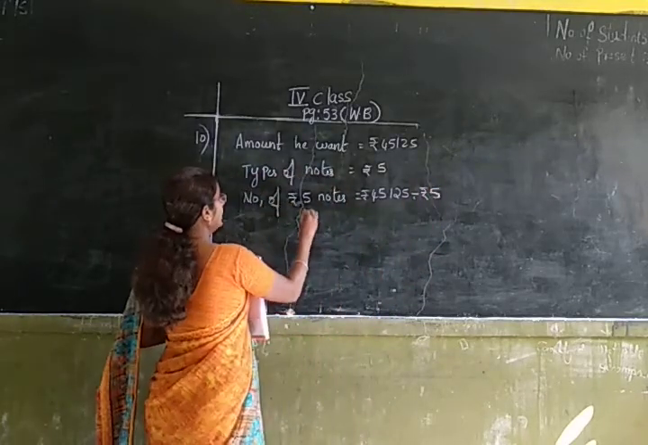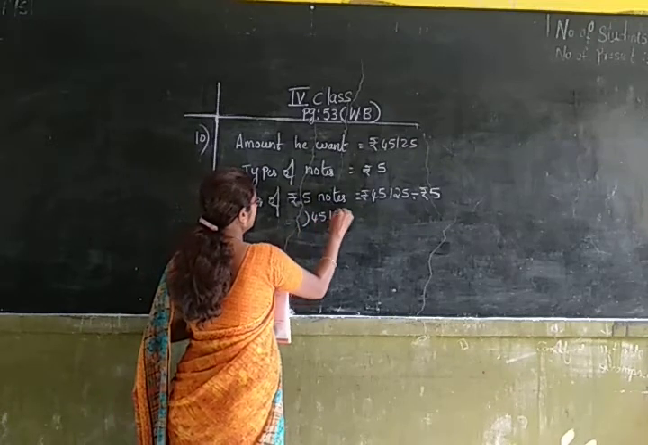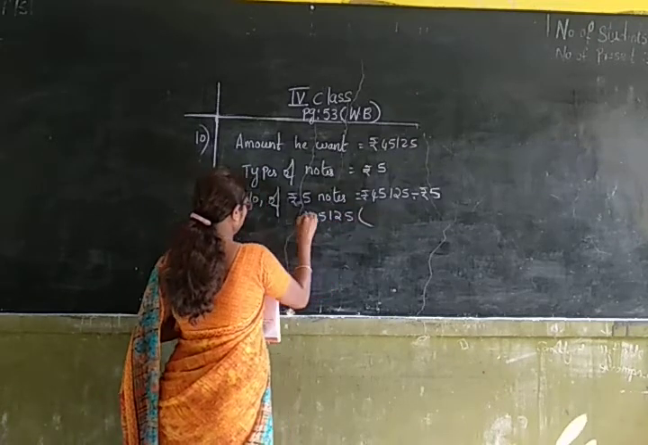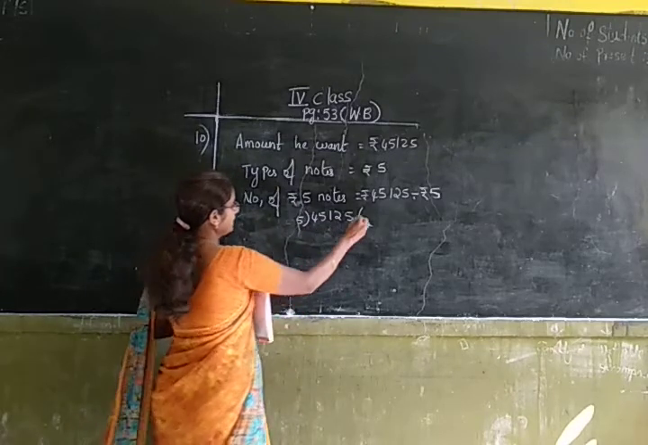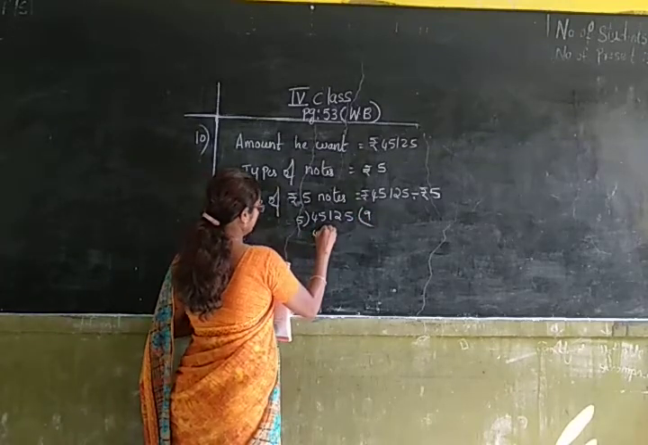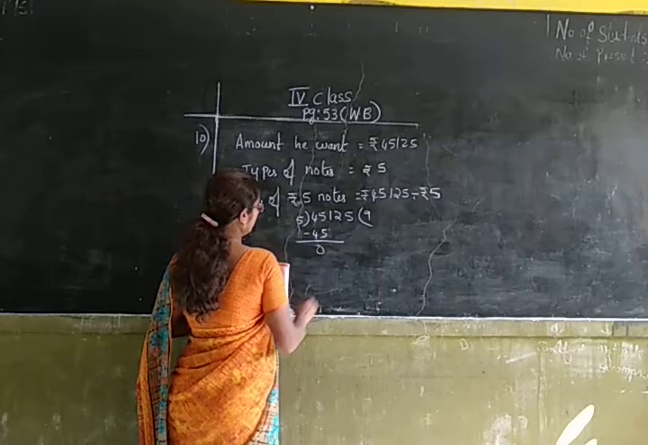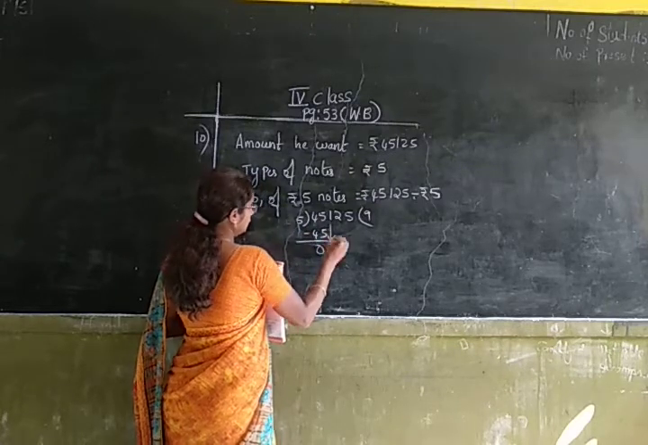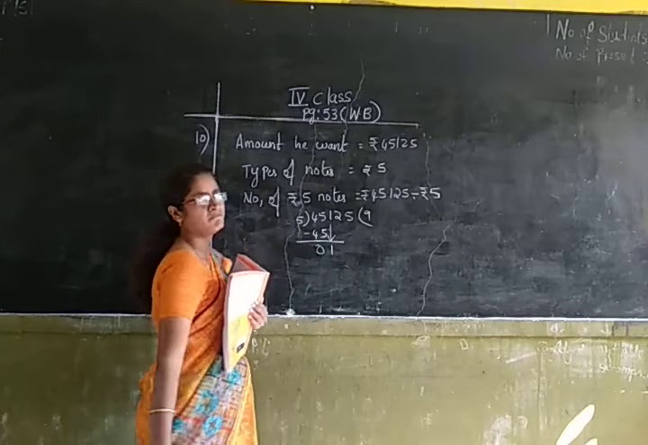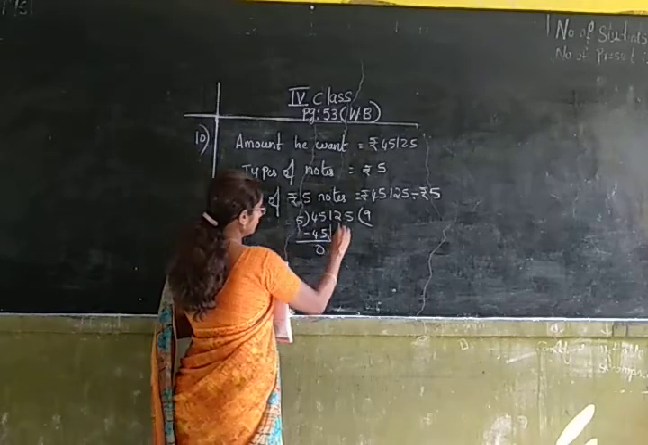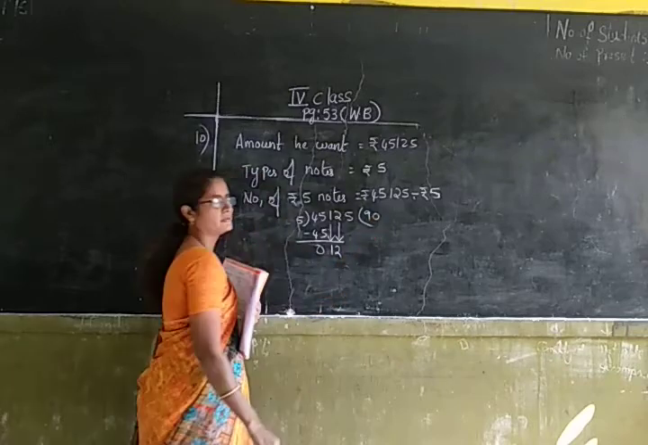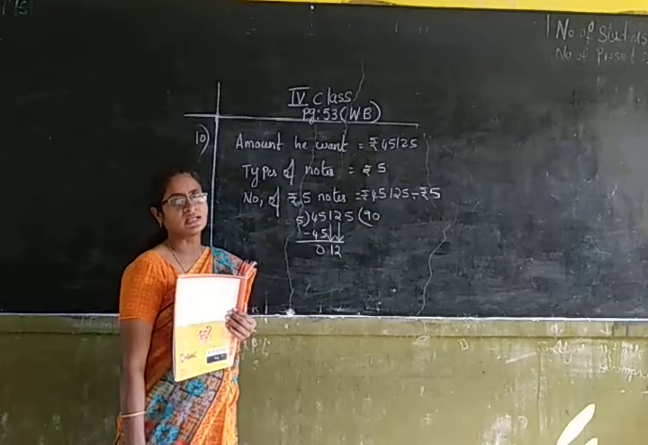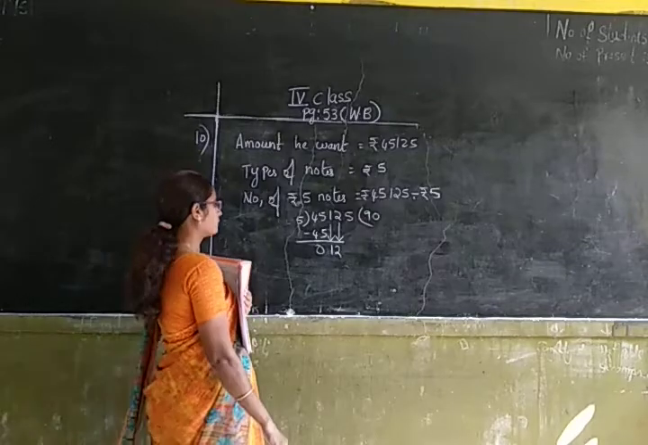So let us divide 45,125 by 5. So you have to take 2 digits. 5 nines are 45. 0. Bring down 1. 1 is smaller than 5. So you have to bring down the next number also. So you have to put 0 in the quotient. When you bring down 2 numbers at a time, you have to put 0 in the quotient.